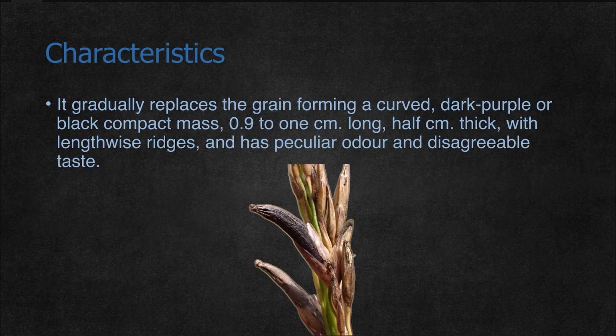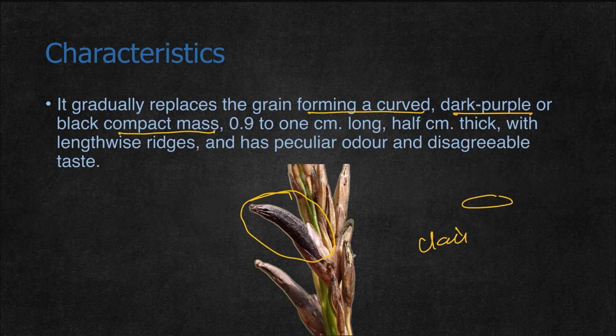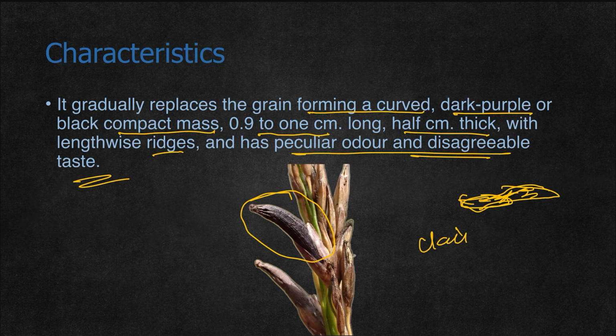We can see in this image the sclerotium of Claviceps purpurea, which contains the ergot. It gradually replaces the grain, forming a curved dark purple or black compact mass. It starts growing on wheat, for example, and forms a hardened sclerotium, a black compact mass about 0.9 to 1 centimeter long and half a centimeter thick, with lengthwise ridges, a peculiar odor and a disagreeable taste. It grows on any form of cereal like rye, barley, wheat, and replaces the grain.